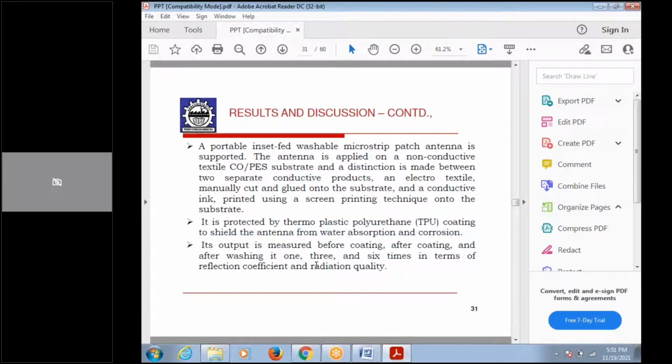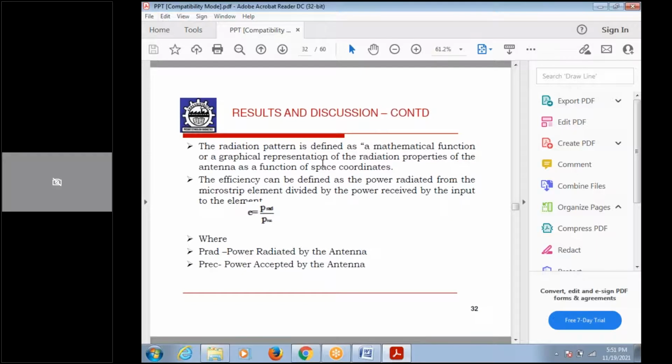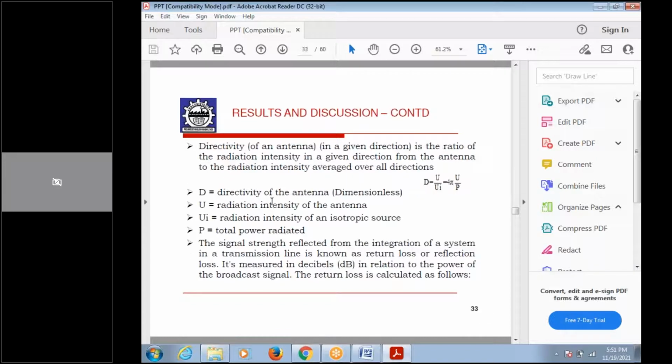Okay. The reflection coefficient and the radiation quantity. The radiation pattern is nothing but a graph of radiation in the space coordinates. Radiation efficiency is the power radiated divided by the power input to the element. That means the power radiated divided by power received: the power radiated by the antenna, and the power absorbed by the antenna. This is nothing but U divided by U isotropic, that means the radiation intensity in the given direction from the antenna and also the radiation in the overall direction.